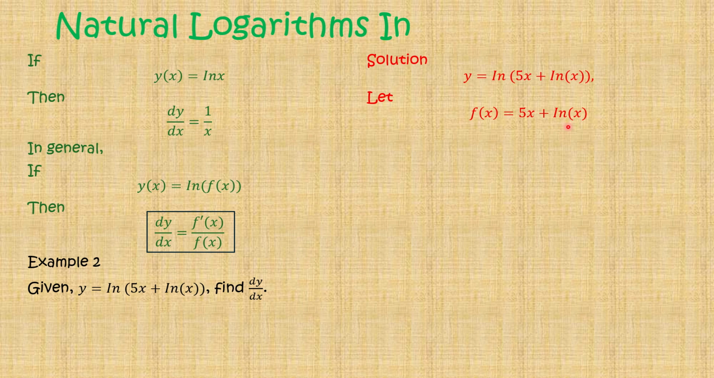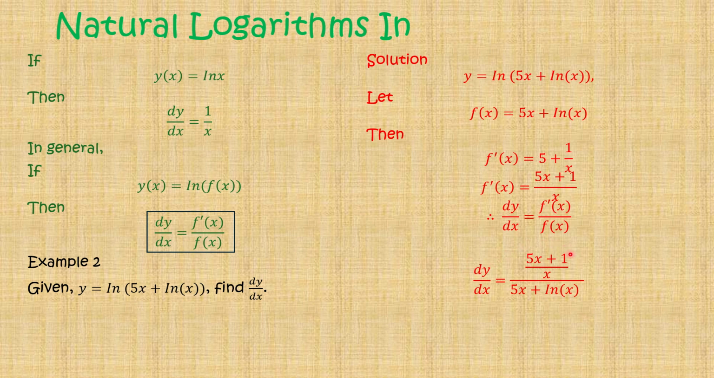Then f prime of x will be given by differentiating the terms individually. 5x becomes 5, ln x, according to what we have on the left-hand side, becomes 1 over x. Therefore, f prime of x, if we are going to combine the two terms to be one fraction, we are going to have 5x plus 1 over x. Then dy dx, which is f prime of x over f of x, by substituting for the f prime of x of 5x plus 1 over x, going to the numerator and taking f of x to be the denominator, we would have that.